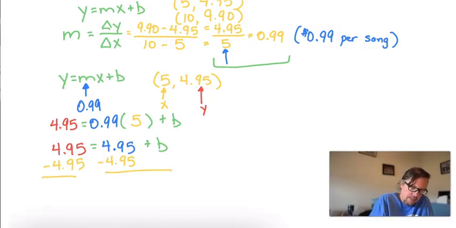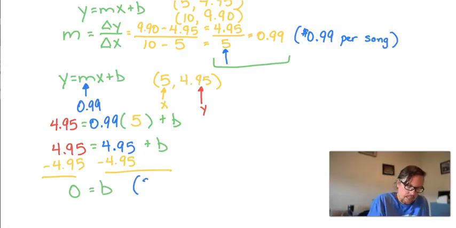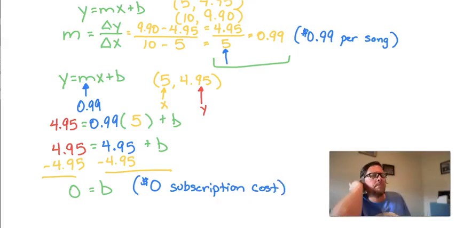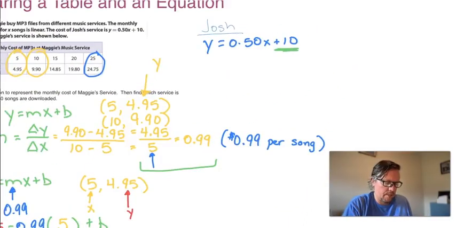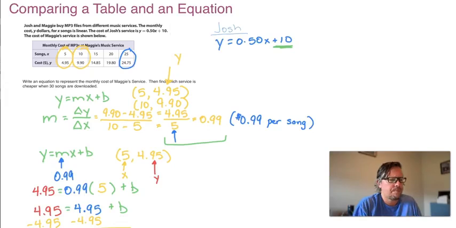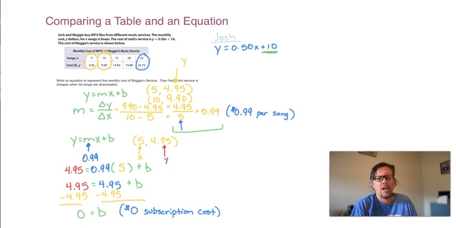So our b value is 0, which means $0 subscription fee or subscription cost or whatever. So that means our guy, I already forgot his name, Josh. Our guy Josh pays a $10 subscription fee, but his songs are cheaper. He only pays 50 cents a song.